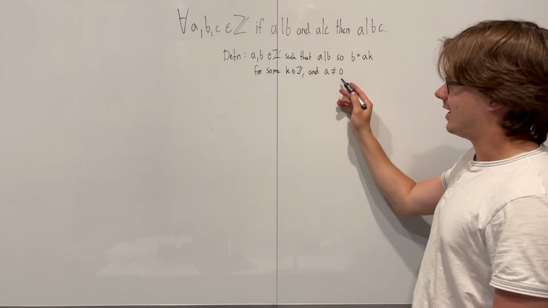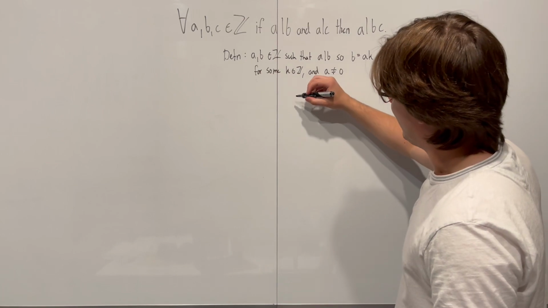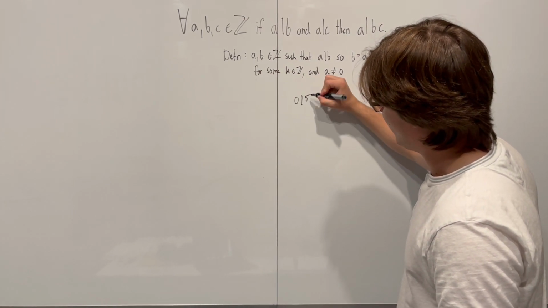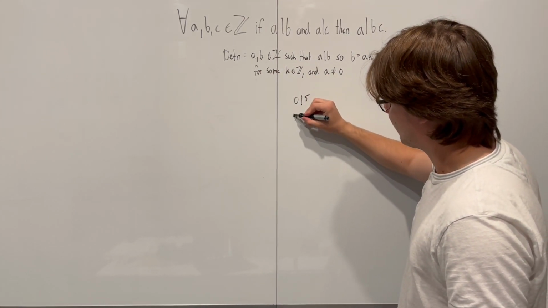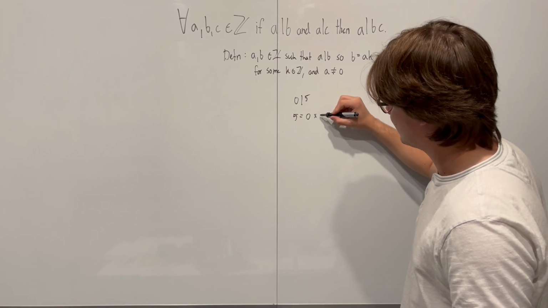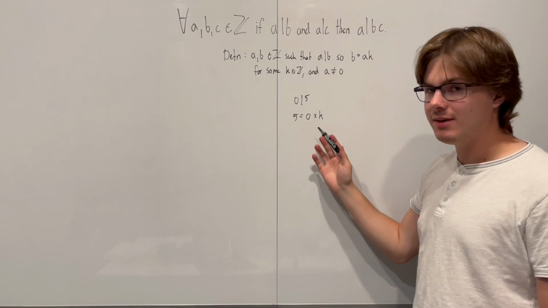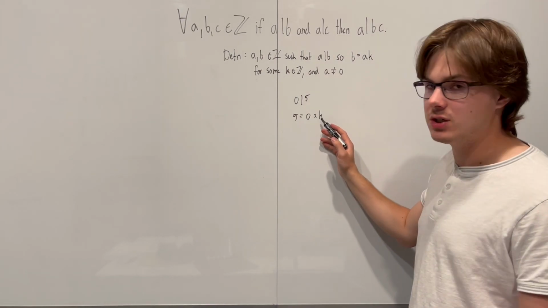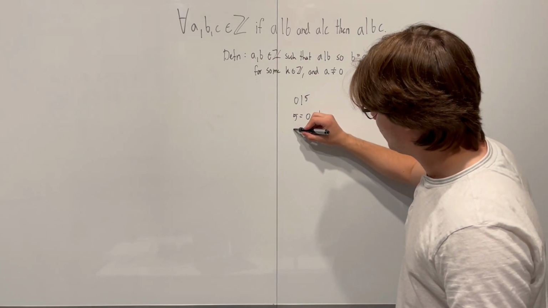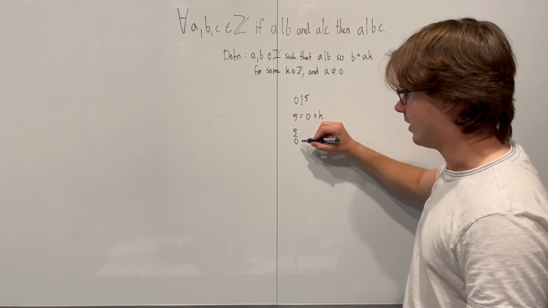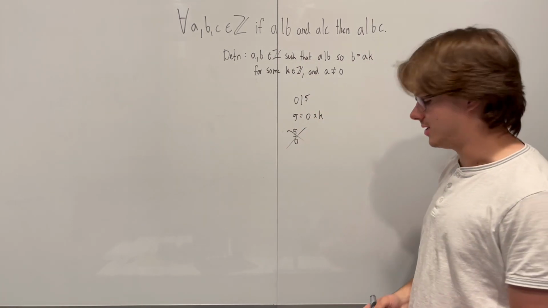Why do we add this last statement here? Because if, let's say, you have 0 divides 5, we're asking, can 5 be written as 0 times some integer k? And obviously that's not true, because if you want to find what k is here, you would be asking 5 divided by 0, and you cannot divide something by 0.